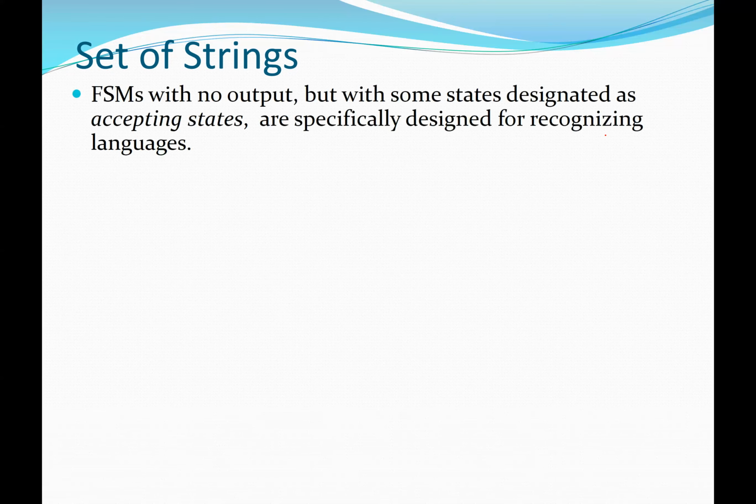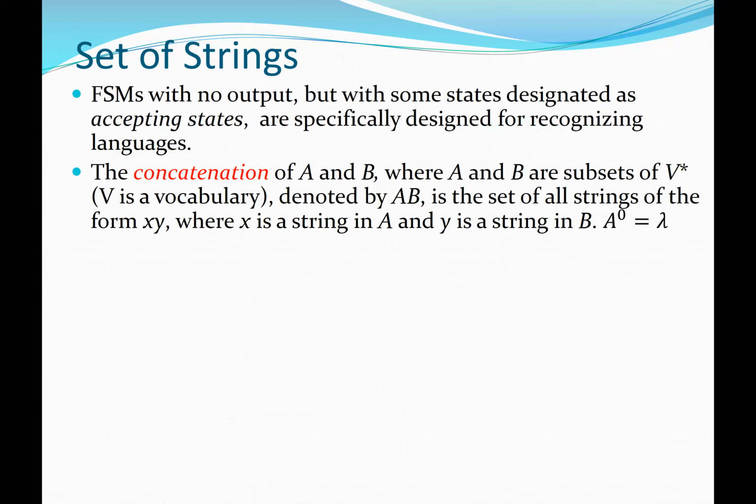Before we go to the FSA, we'll take a look at a few definitions. The first one is sets of strings. The FSM, finite state machine, with no outputs, has some states designated as acceptance states. That's pretty much the final state, so that we can recognize strings in our languages.